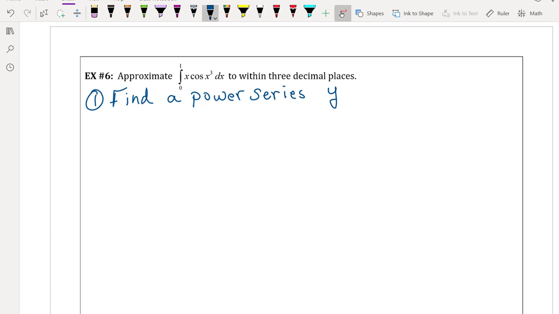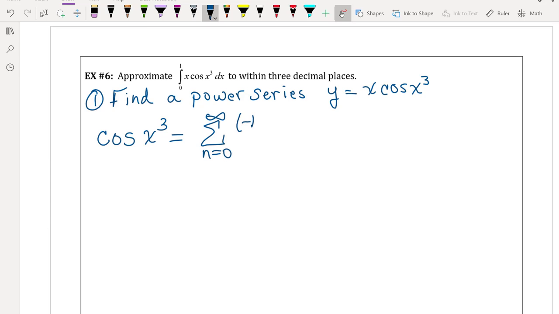So we're going to let y equal x cosine x to the third. So we're going to start with the idea from what we learned before that we've worked with cosine x as a Maclaurin series. So we can just change it a little bit by using x to the third. So it looks something like this. It's (-1)^n. And now we're going to have, instead of x, x to the third to the 2n power over 2n factorial.